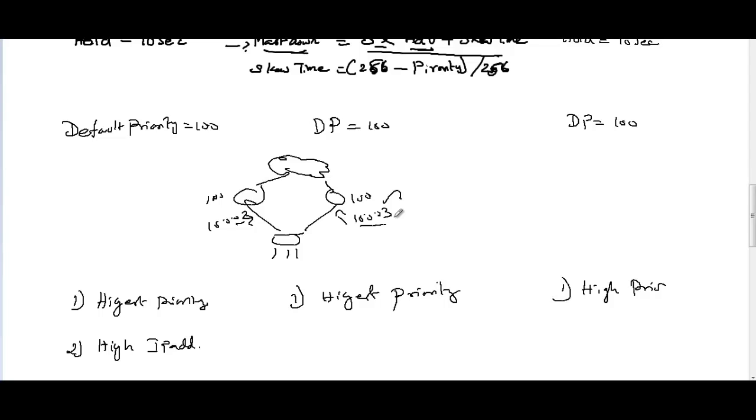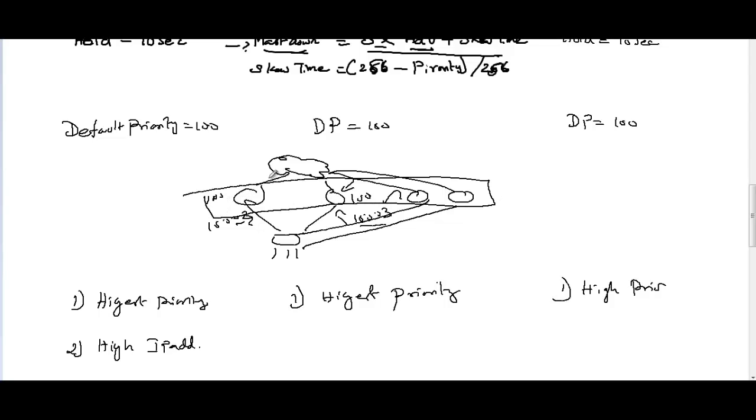You can have more than one standby. But this is one group of HSRP routers. Only one can be active. That is based on the high priority. If there is a tie in priority, the highest IP address. So only one can be active. If this is active and this goes down, this will become active.